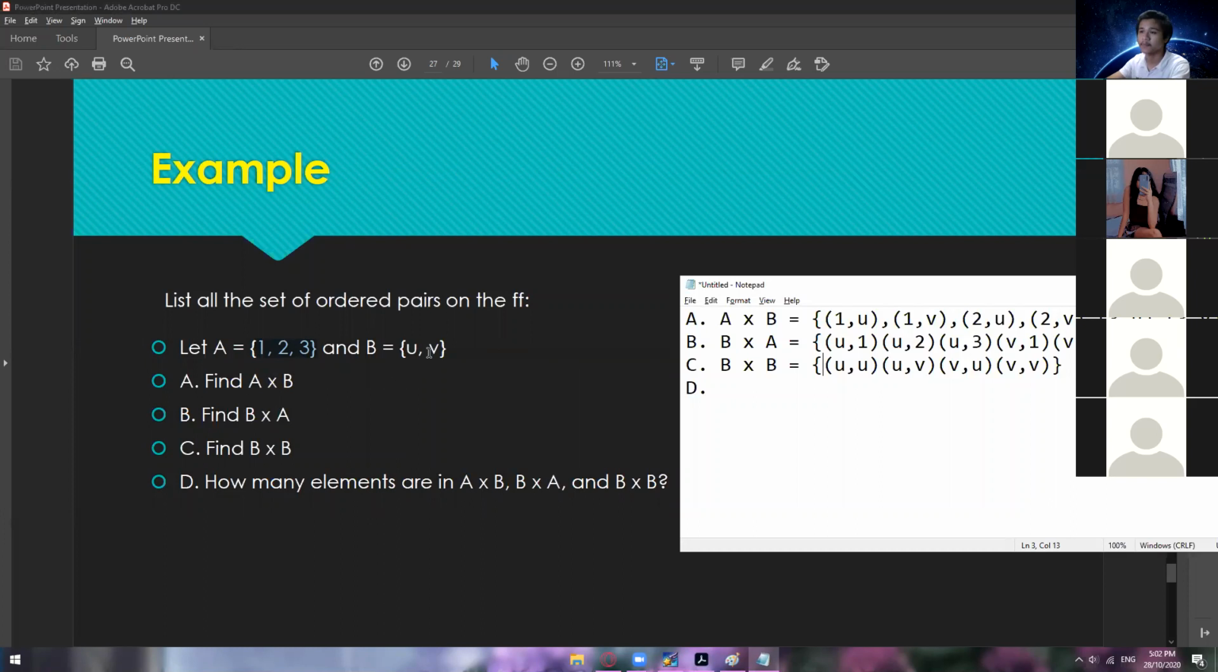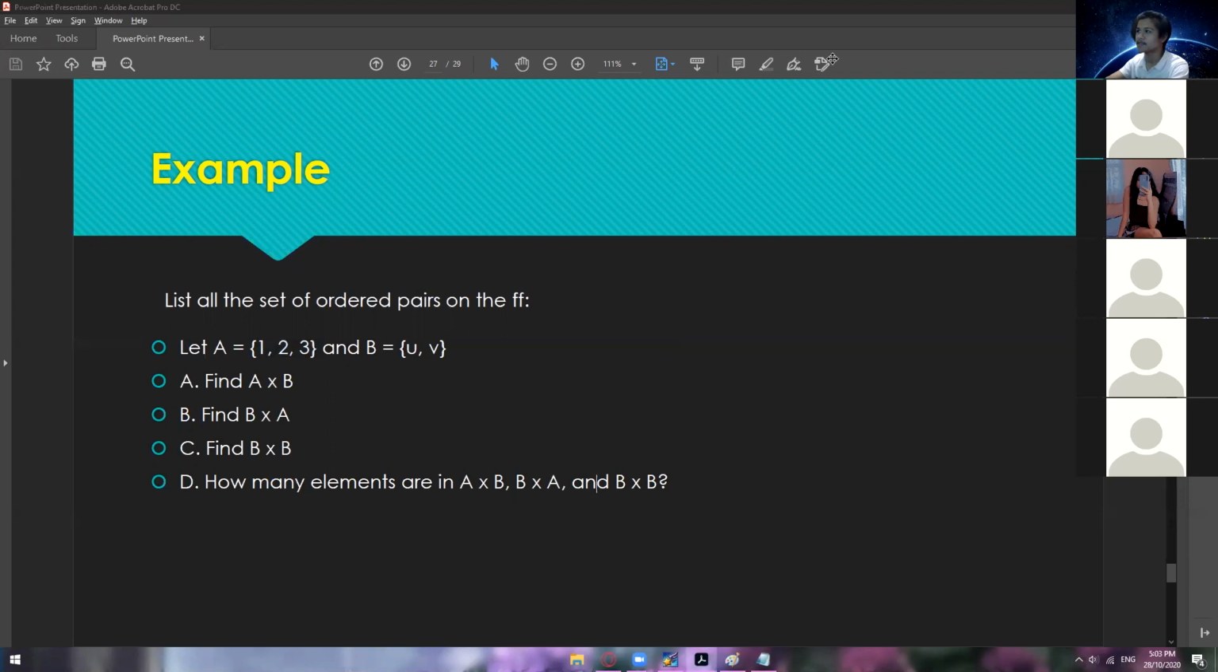So, the same with letter B, 2 times 3. So still the same 6 elements. And then for letter C, we have B times B, which is 2 times 2. So we have a total of 4 elements. So the question is, how many elements are in A times B plus B times A plus B times B? So A times B is 6 plus B times A is still 6 plus B times B is 4. So 6, 12 plus 4 is 16. We have a total of 16 elements. Right? So, ganun lang naman kasimple.